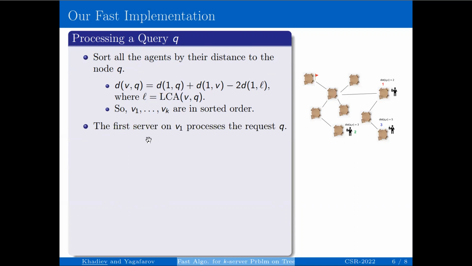We can be sure that the first agent, on V1, processes the request, because it is the closest agent to the query. So for the first vertex, we color all vertices on the path from V1 to Q with color 1. Here, its color is 1, and we mark it with red color. All of them are red.